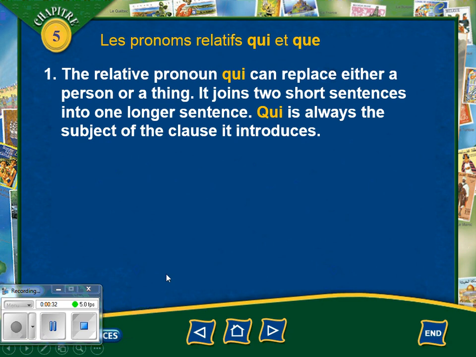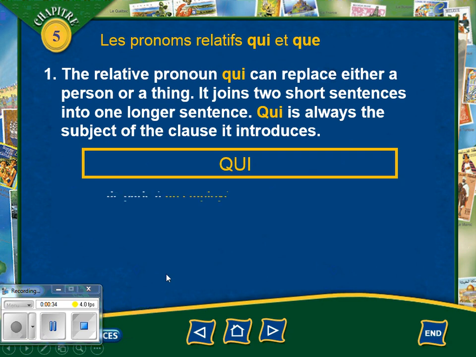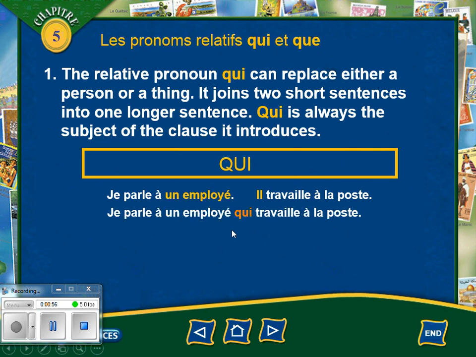Let's take a look. Je parle à un employé. I'm speaking to an employee. Il travaille à la poste. He works at the post office. I'm going to use qui to replace this pronoun il, the subject pronoun, and to combine my two sentences. Je parle à un employé qui travaille à la poste. I'm speaking to an employee who works at the post office. Remember, qui and then a verb.